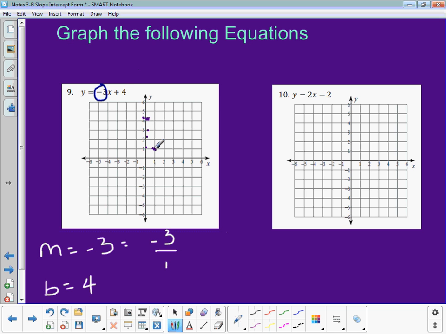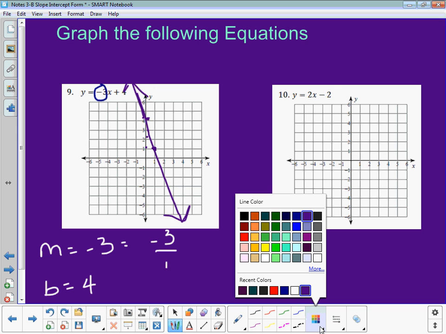Okay, so now I have 2 points. And conveniently, when you have 2 points, you have a line. So let's kind of recap the steps I did. I pulled out the parts, graphed the y-intercept, used the slope to get the next point. Let's go ahead and do that one more time.